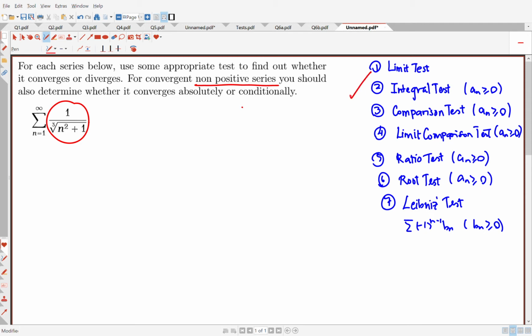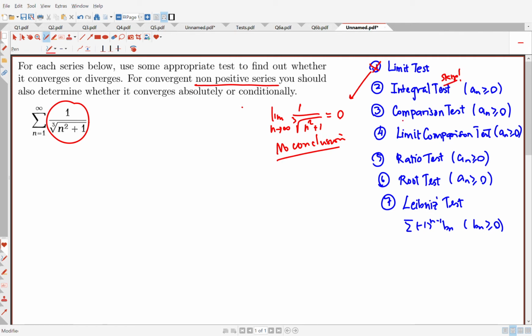Does it work? No, because the limit as n tends to infinity of 1 over square root of n squared plus 1 is equal to 0, so there is no conclusion for the limit test. So we cannot use the limit test. For the integral test, same thing. I will skip it first.